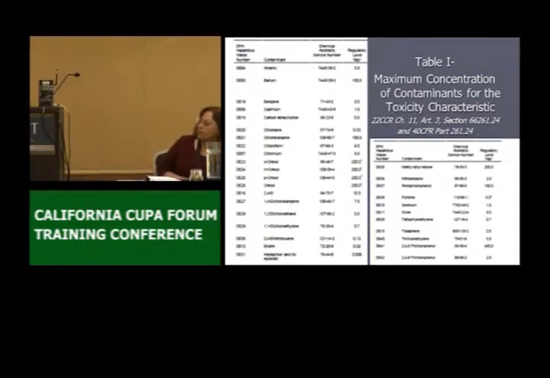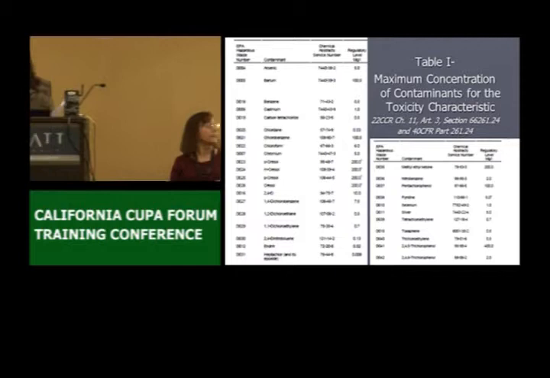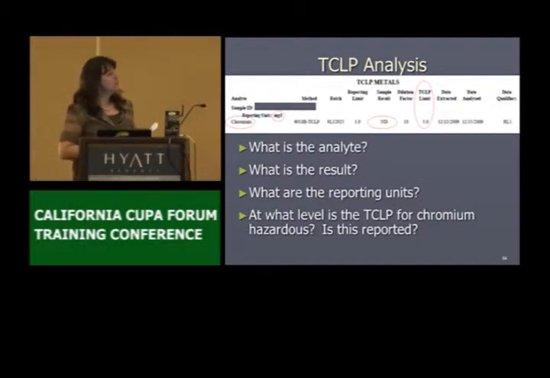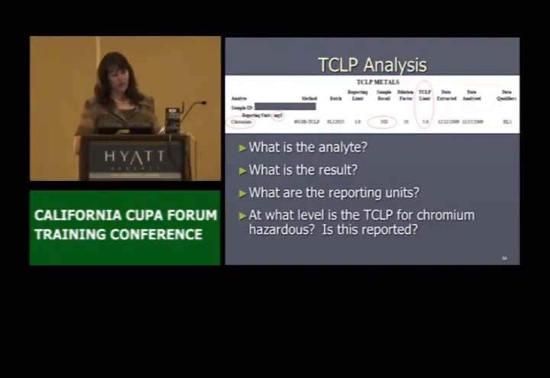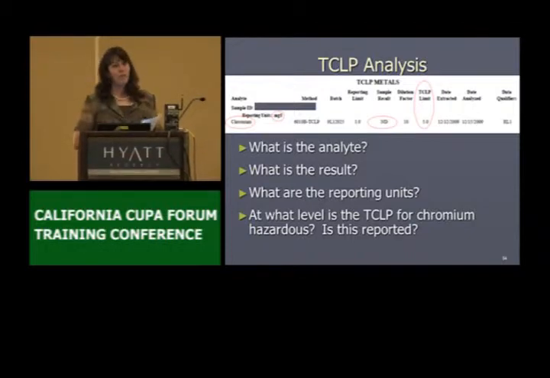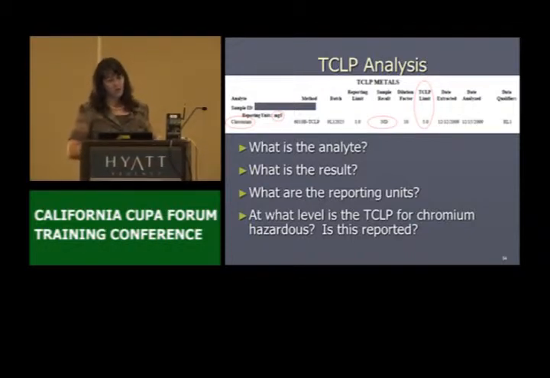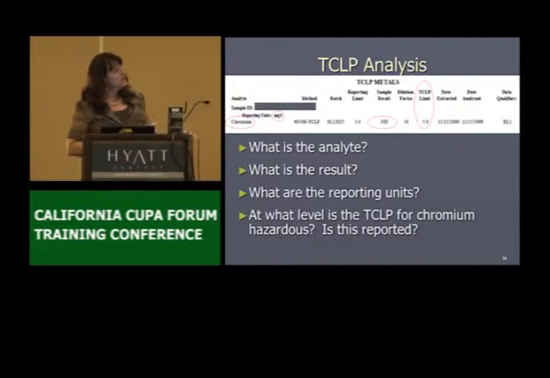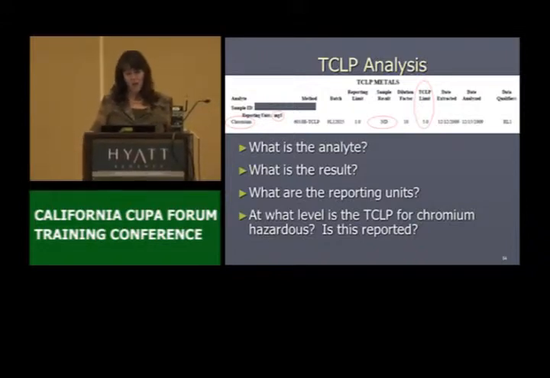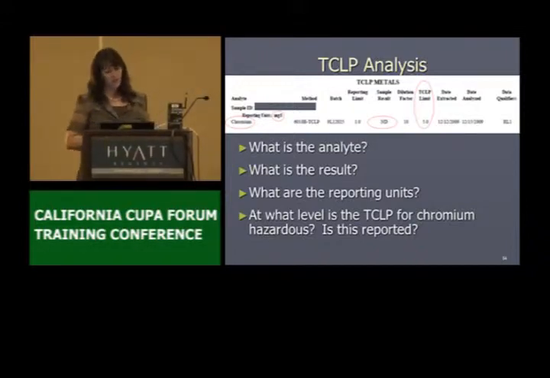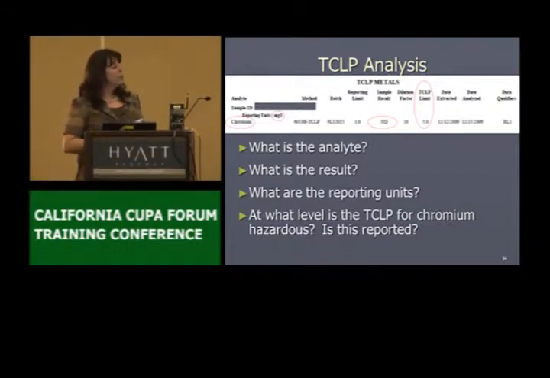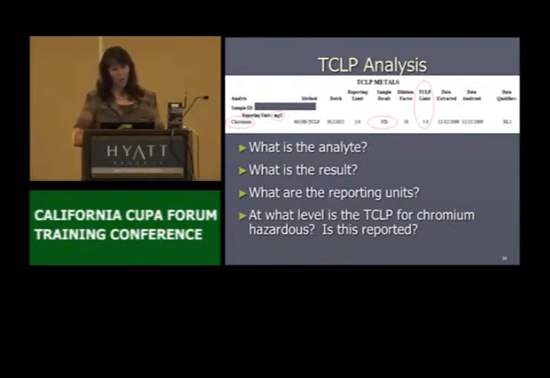Okay. All right, so here are some TCLP results. What is the analyte? Can you guys read it? Chromium. Chromium, very good. And what is the result? Non-detect, good. And what are the reporting units? Milligrams per liter, good. And at what level is the TCLP for chromium hazardous? Very good. And is this on this lab result, or did you just know that off the top of your head?